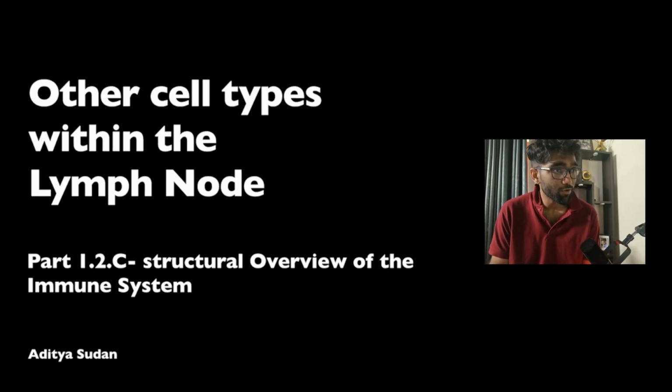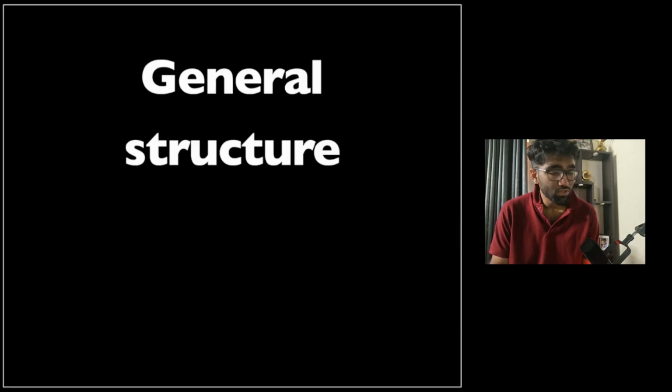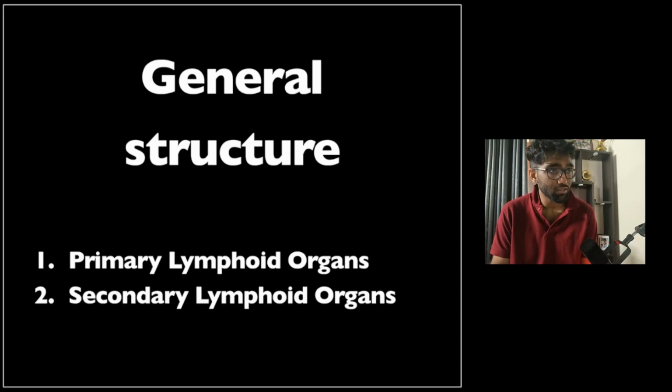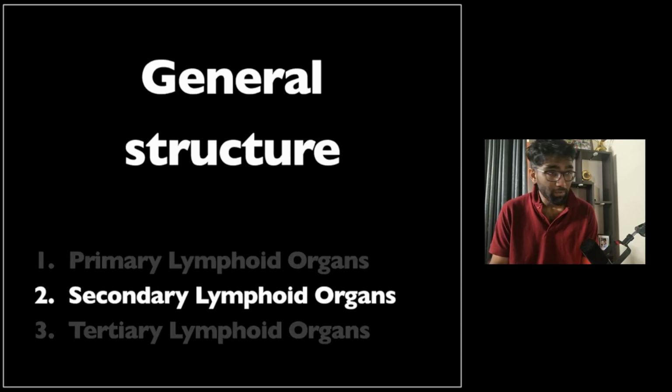This will be part 1.2C in our structural overview to the immune system. We'll be talking about other cell types that are present within the lymph node. The general structure of the immune system, as we already know, consists of primary lymphoid organs, secondary lymphoid organs, and tertiary lymphoid organs. We're specifically going to talk about lymph nodes.